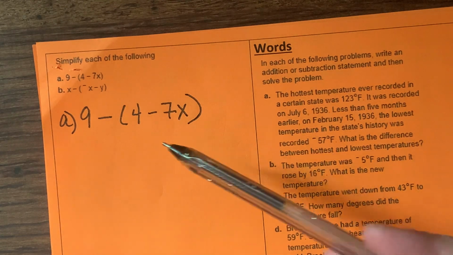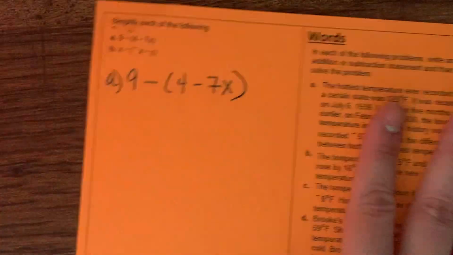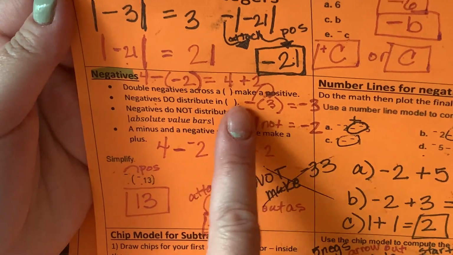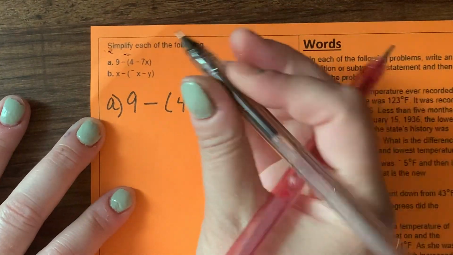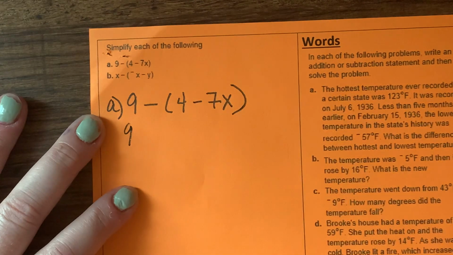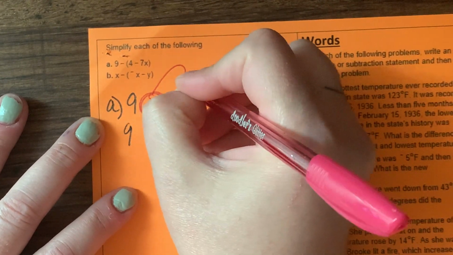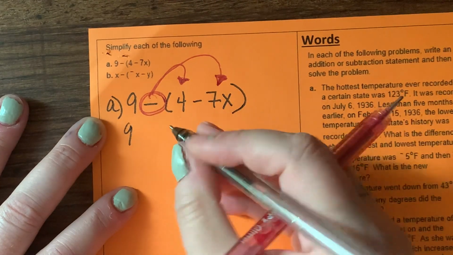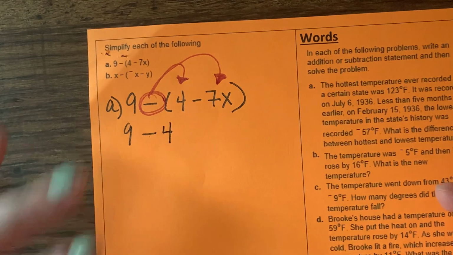Second, there's parentheses, and we need to get rid of them. On the page before, it said that negatives do distribute in the parentheses. So, this 9 is going to stay here, but then this negative gets distributed to both of these. And this regular 4 becomes a big fat minus 4.